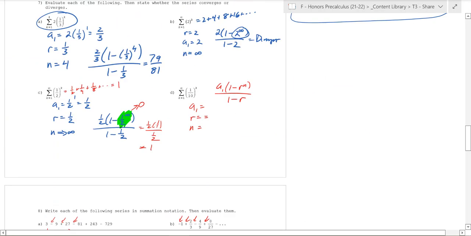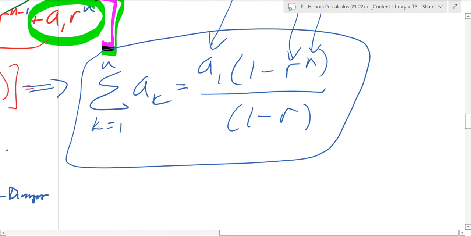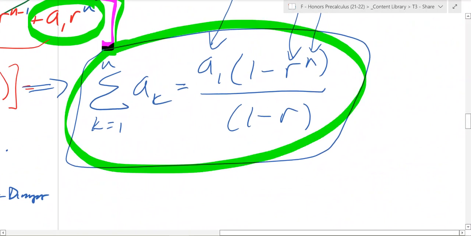We'll definitely do a lot of practicing of this in class, especially this proof, but the big thing to walk away with is the different types and this formula right here for the summation of a geometric series.